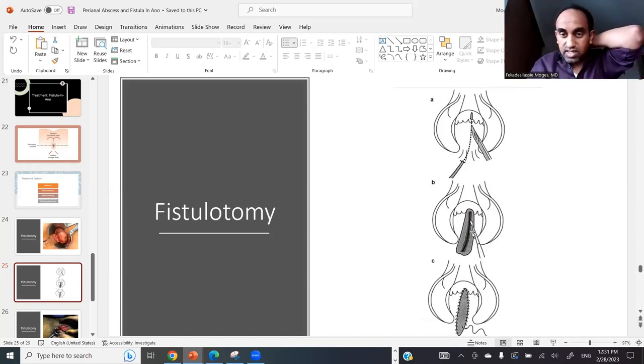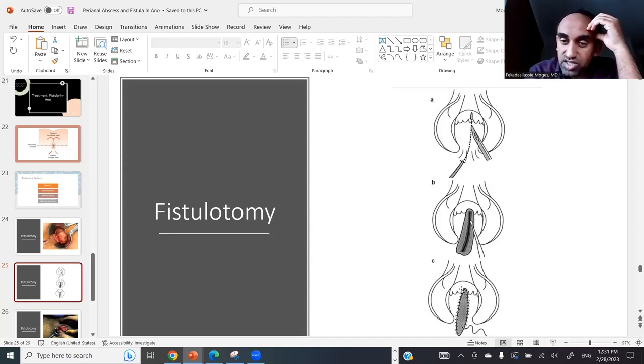So the tract is this one, and then you use a curette to curette the base so that you facilitate healing. If there is dead tissue or infection, you curette it, wash it, and lay it open. That way it heals with granulation tissue over time and the fistula tract will be obliterated. Some people might apply stitches at the edge of this fistula tract.